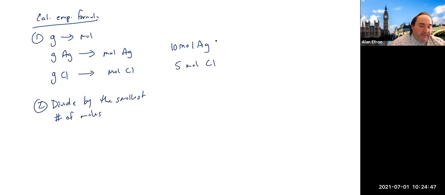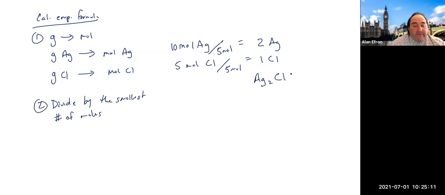What we would do is go, okay, between 10 moles and 5 moles, 5 moles is the smallest. So we would divide everybody by 5 moles. And that would give us a 2 for the silver, and obviously a 1 for the chloride. That would tell us that my made up, wrong empirical formula here would be Ag2Cl. And this would be the empirical formula for our silver chloride.